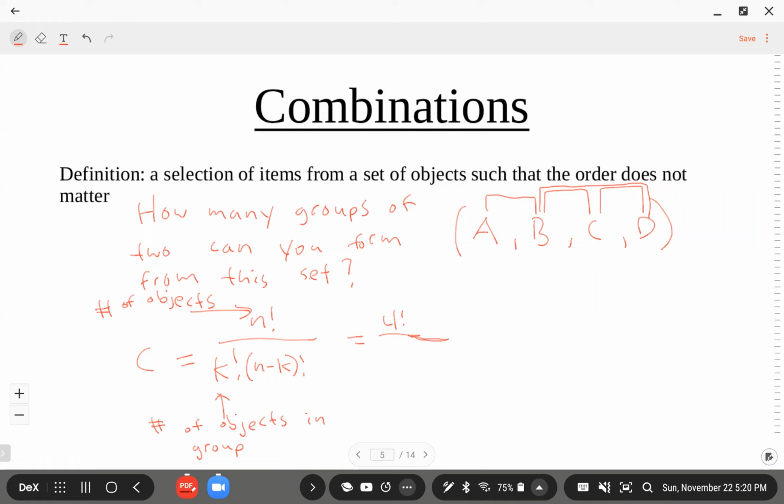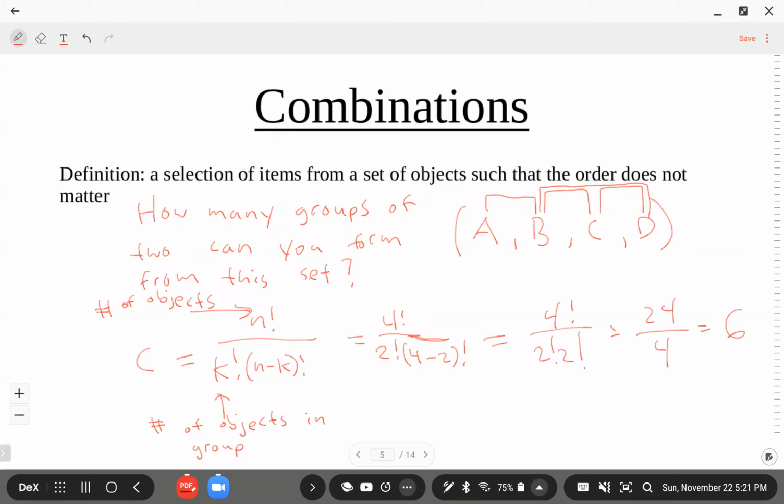Okay? So, what are the objects in the group you want to pick, right? That's 2, right? You want to form groups of 2. So k is going to be 2 factorial times 4 minus 2, right? N minus k, 4 minus 2 factorial, which equals 4 factorial over 2 factorial times 2 factorial, which is 24 over 4, which is 6.